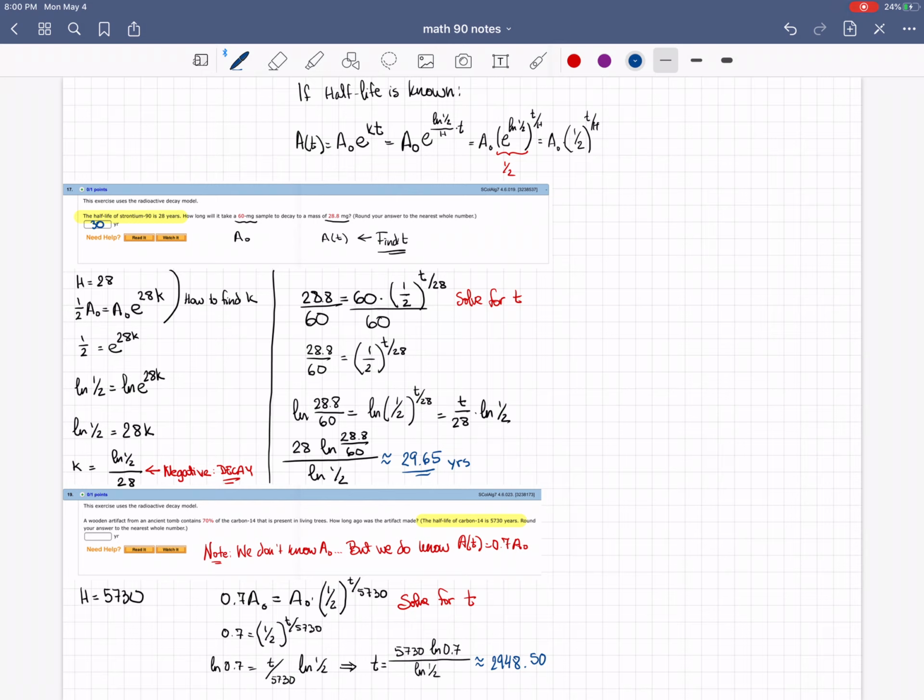Okay. Yes, 2,948.5. By the way, always check my calculator work, because once in a while there are little typos and we want to be careful. Since again we're being asked to round to the nearest whole number, I'm going to round this up to 2,949 years. Okay?